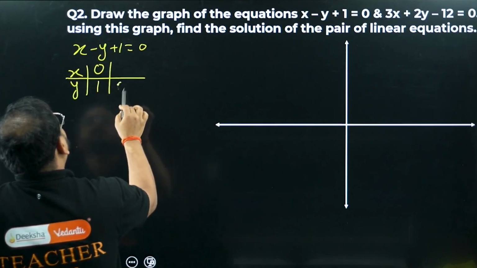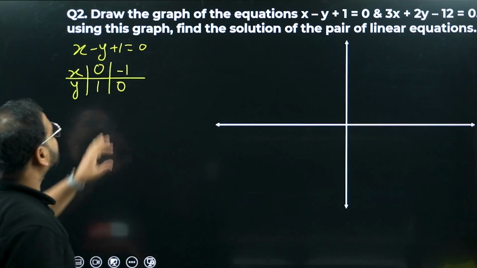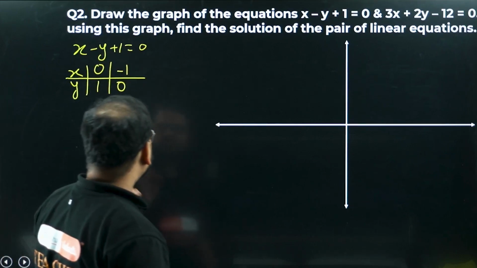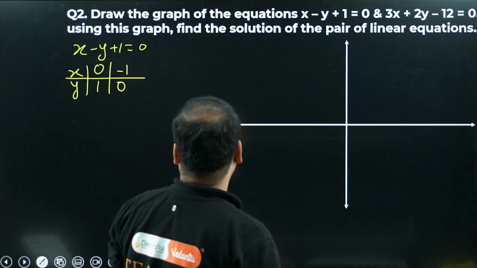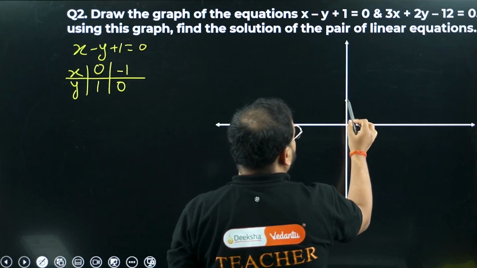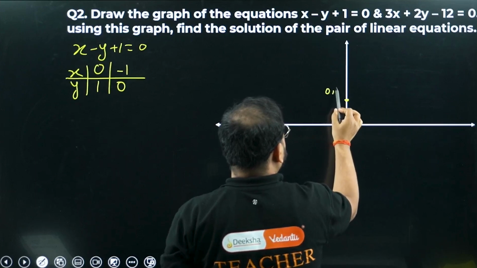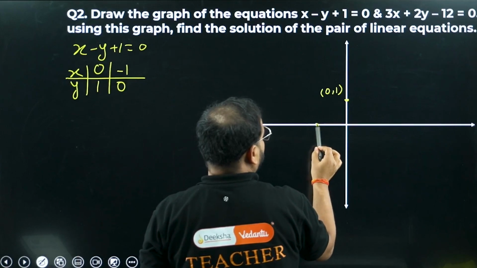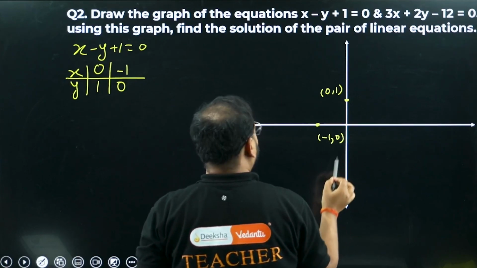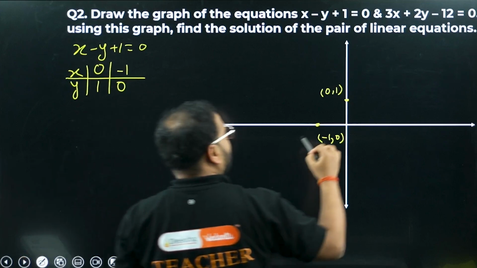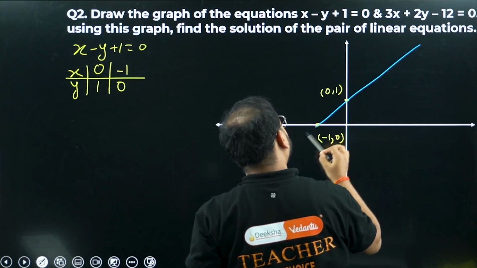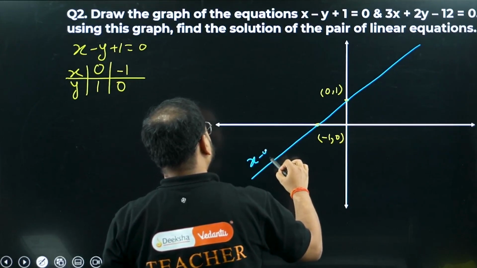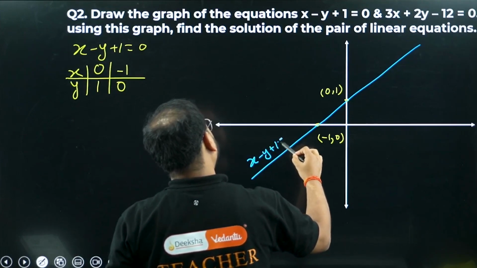Now put y as 0. What is x? Minus 1. How come? With y as 0, I take 1 to the other side and it becomes minus 1. So plot these 2 points, 0, 1 and minus 1, 0. 0, 1 will be somewhere here. And minus 1, 0 somewhere over here. Draw the line through these 2 points. I'll try to draw a straight line. This is the line. What's the equation? x minus y plus 1 equals 0.